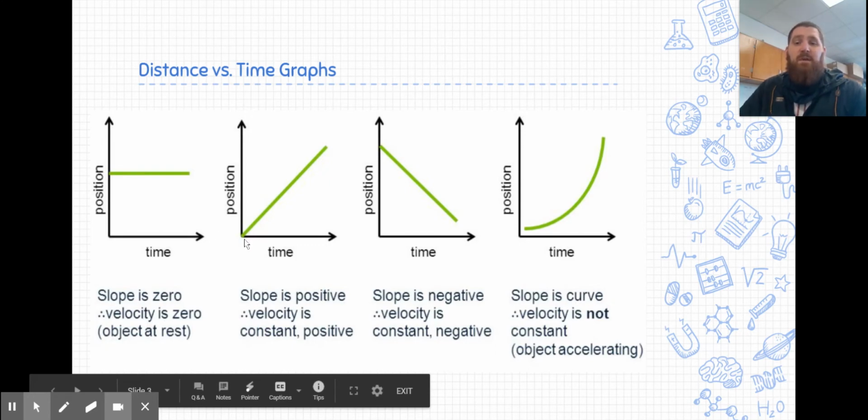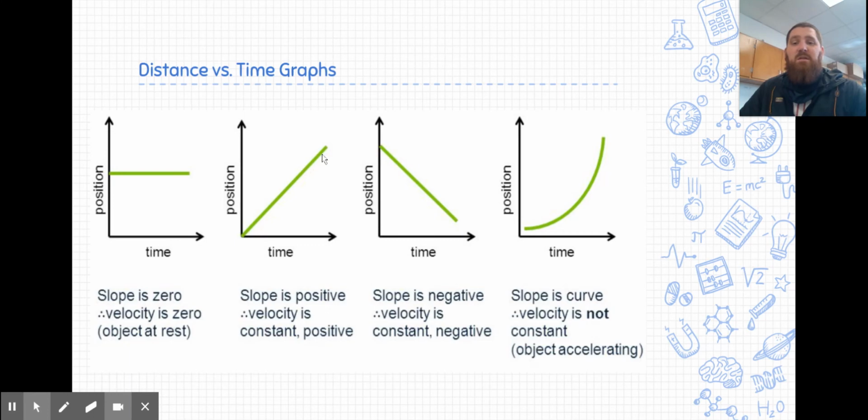Now the second graph here, we have a nice straight line, which as we discussed, means a constant speed or a constant velocity. It is also moving away, so we can see that this thing is moving away at a constant velocity. Here we have a downward slope or a negative slope. This tells us that the object is moving back toward us here. All right, it's got, again, a constant velocity because that line is also straight.